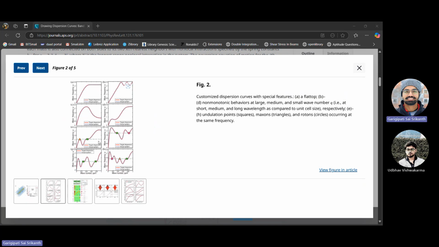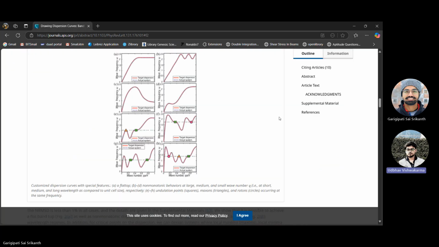Can you zoom? Can you see this? I think you can download the paper. It will be better, right? Yeah, can you see it? Yes.